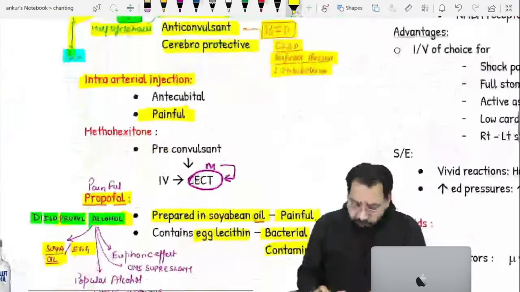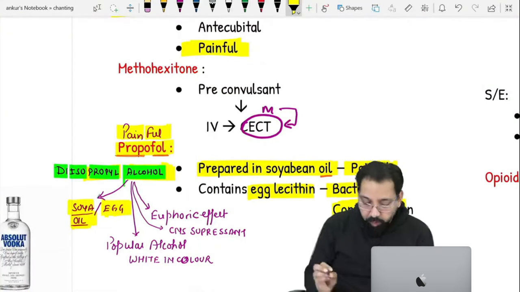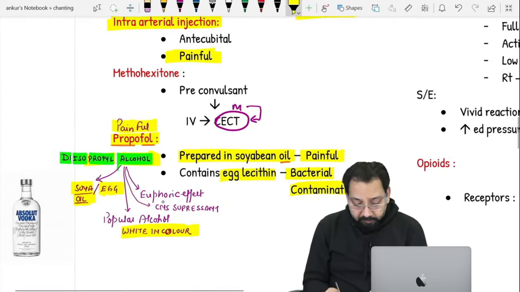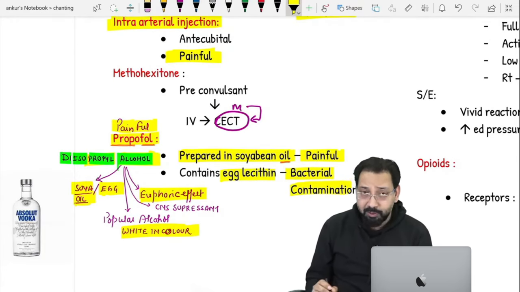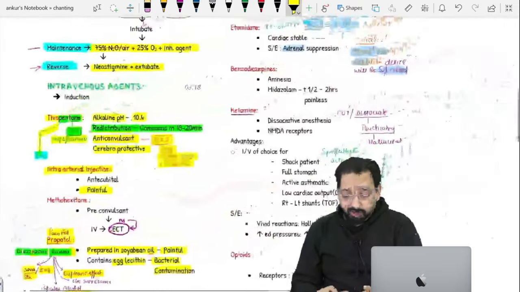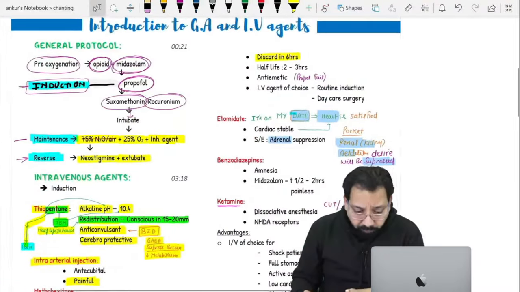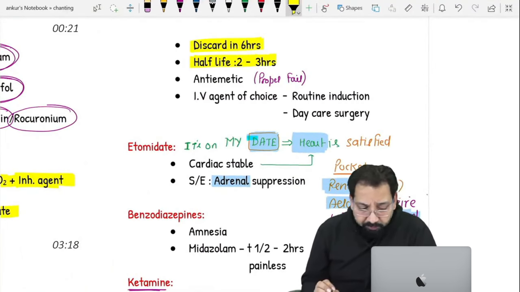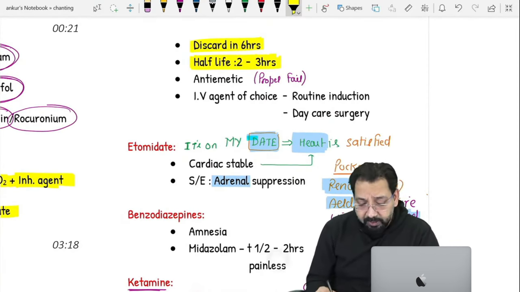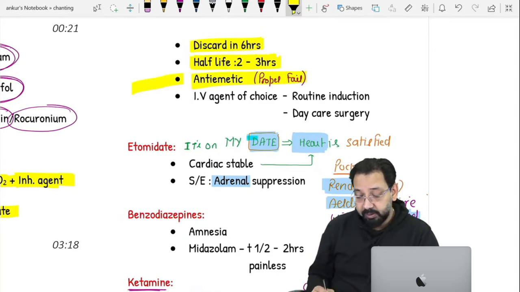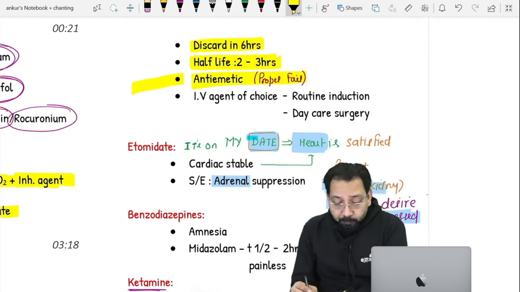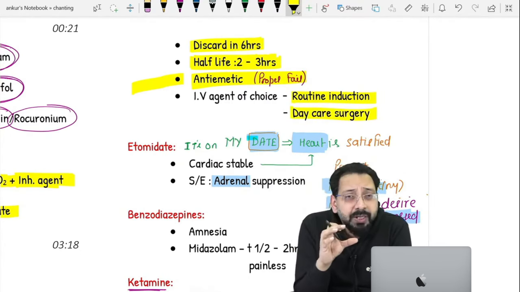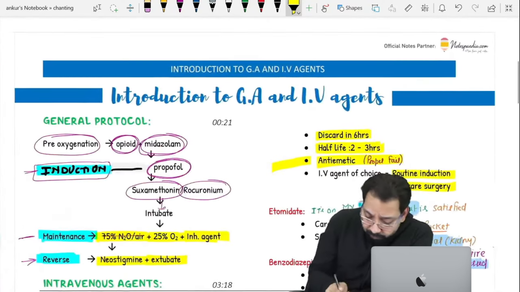What about other points of propofol? Painful, okay? White in color. It has a euphoric effect. You all know alcohol has a euphoric effect. So this is best for daycare anesthesia. Half-life 2 to 3 hours. It has the unique property of being antiemetic. It is the IV agent of choice for routine induction and daycare surgery. So in routine induction, we usually use propofol, as I told you.